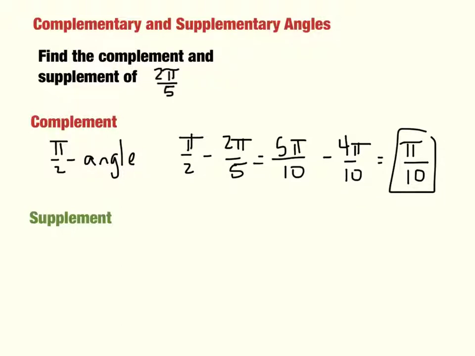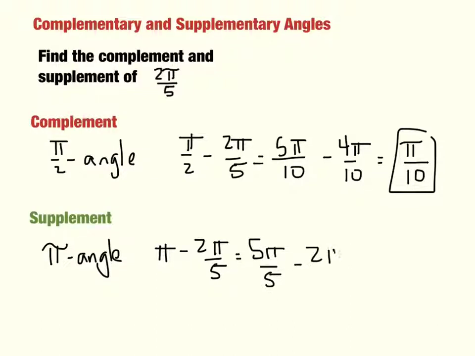The supplement is found by just taking pi minus the angle. So we have pi minus 2 pi over 5. So 5 pi over 5 minus 2 pi over 5. The supplement of 2 pi over 5 is 3 pi over 5. And again, if you wanted to, you could convert 2 pi over 5 to degrees and do 90 minus that degree, 180 minus the degree, and convert it back to radians. And get the same answer.